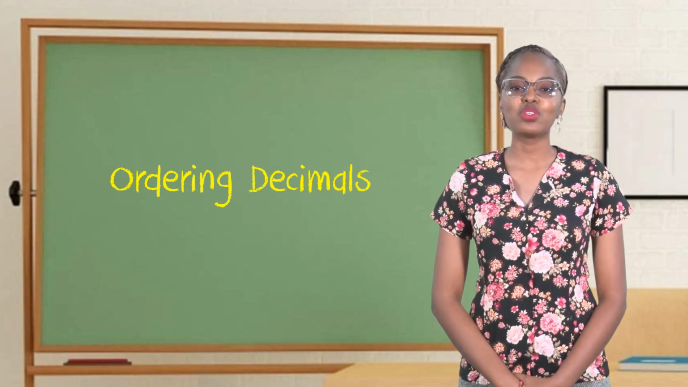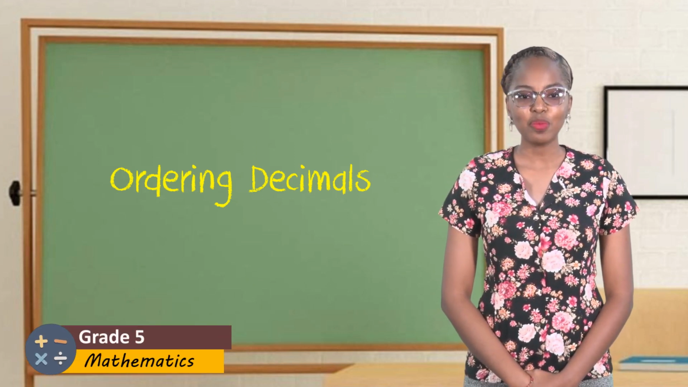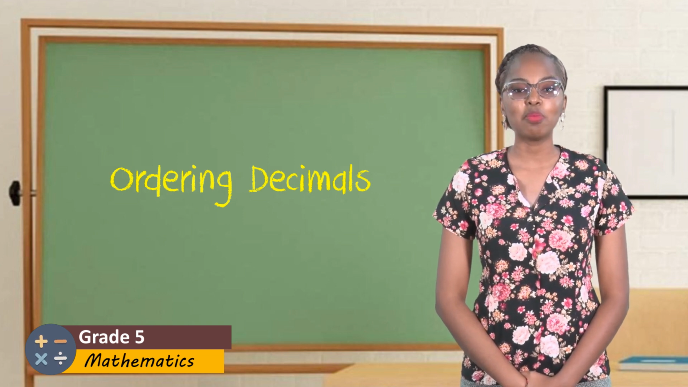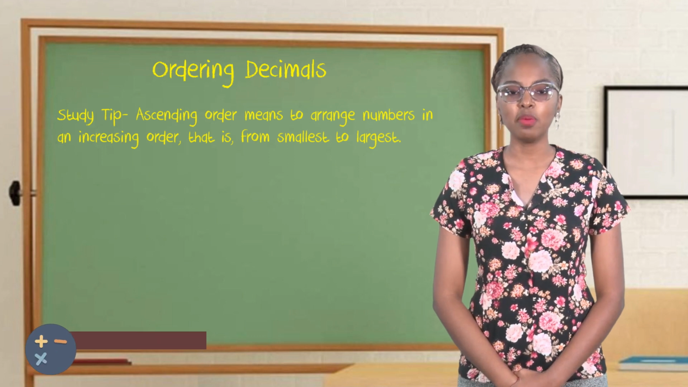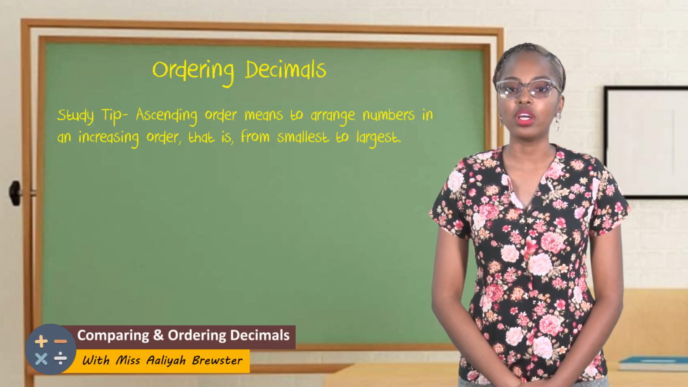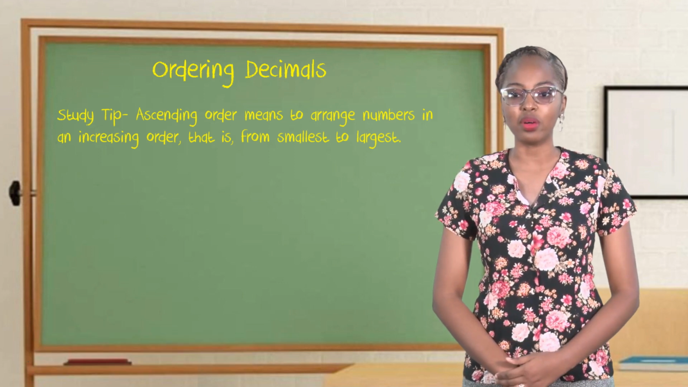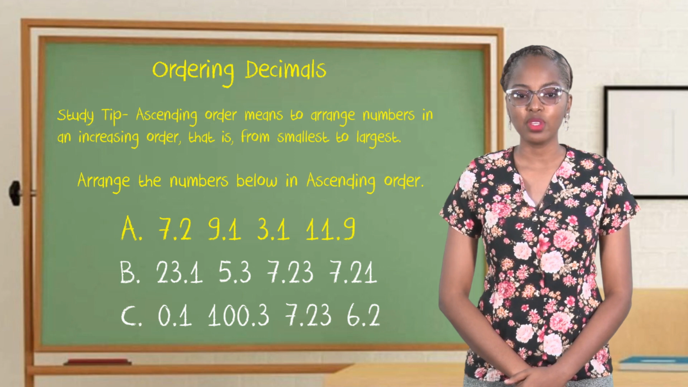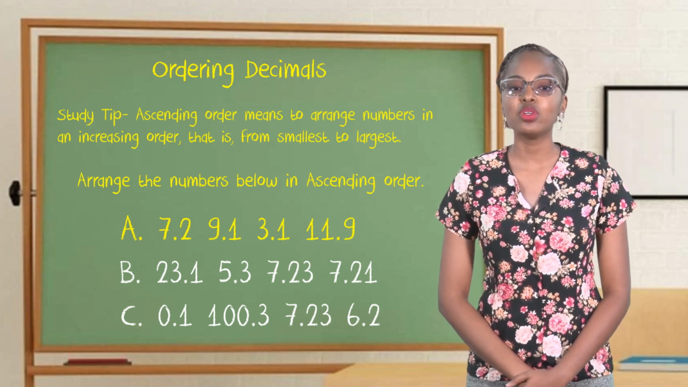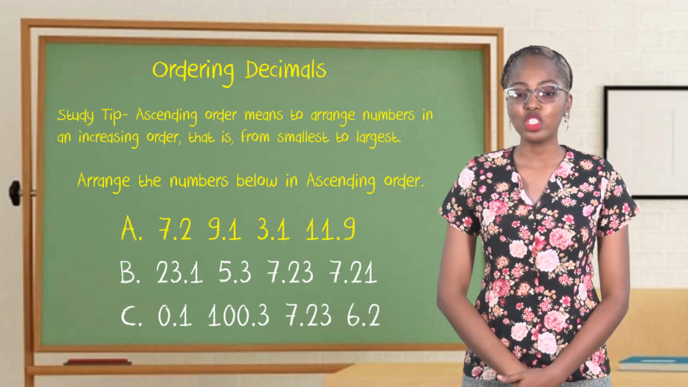Now we can move on to ordering decimals. For this activity, you'll be arranging these numbers in ascending order. One study tip is that ascending order means to arrange numbers in an increasing order. That is, from smallest to largest. For A, the numbers you're given are 7.2, 9.1, 3.1, 11.9.